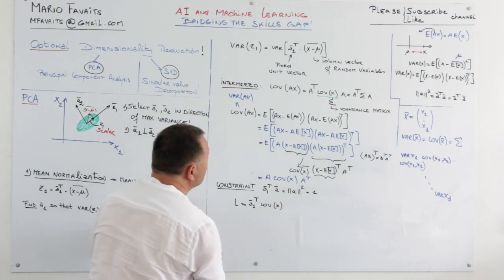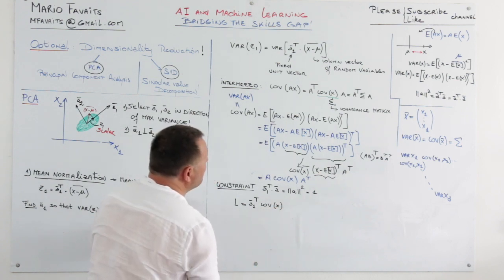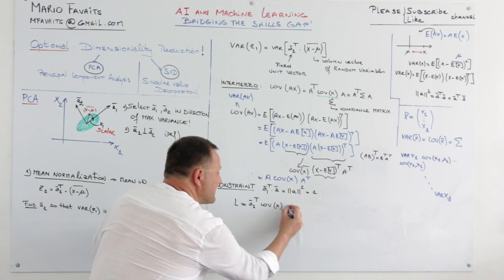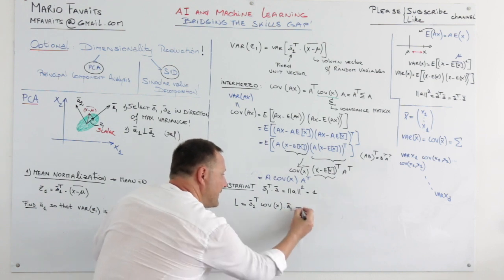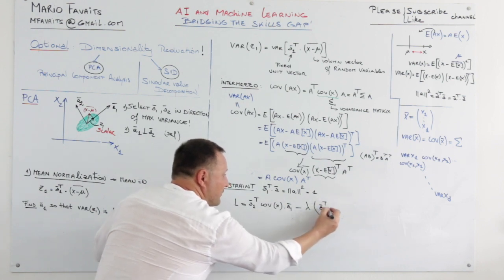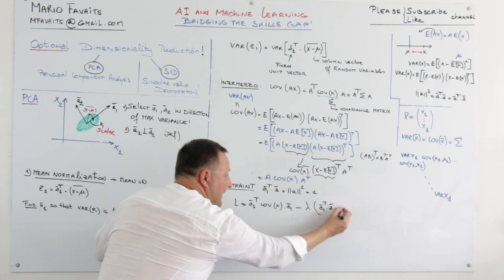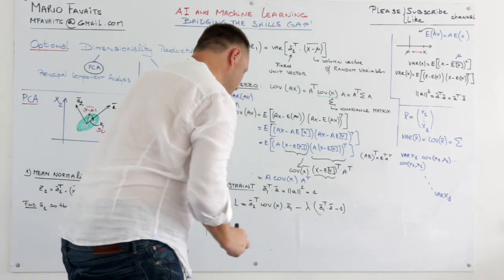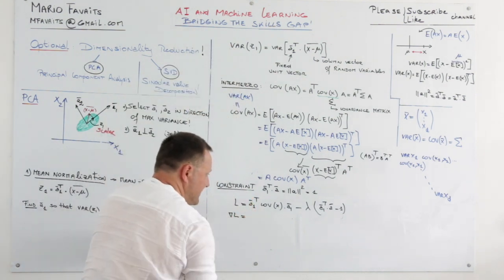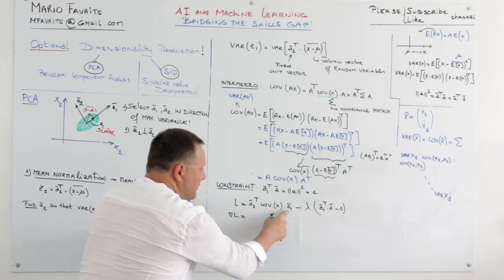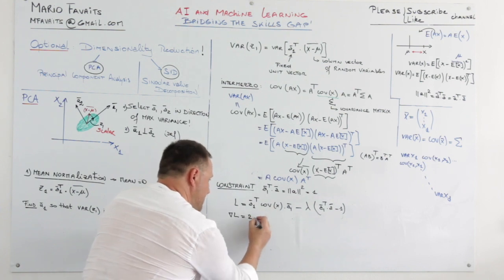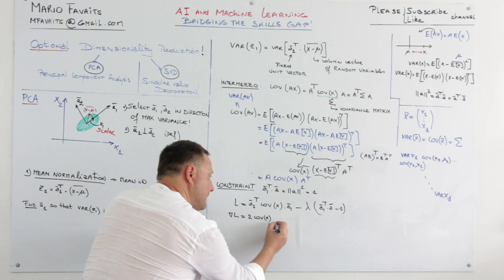because the covariance of X minus mu is the covariance of X, times A1, minus lambda, and then we have this expression A1 transpose times A1 minus 1. We now have to differentiate, or take the gradient of, the Lagrangian and set it to 0. So let's take the gradient: A1 transpose times A1 is A1 squared. So it's 2 times covariance X A1.